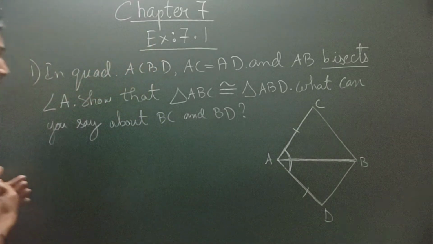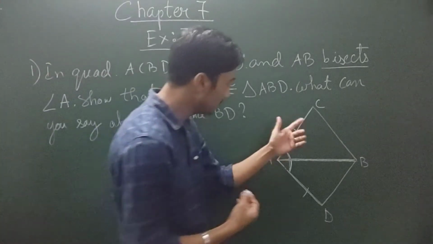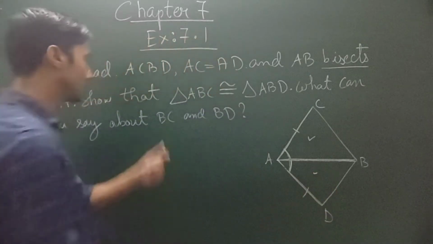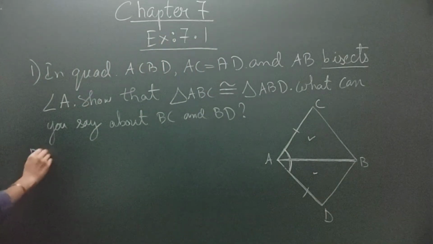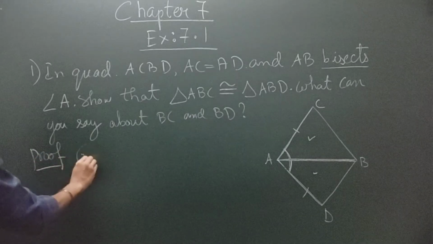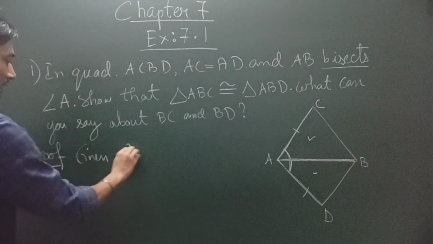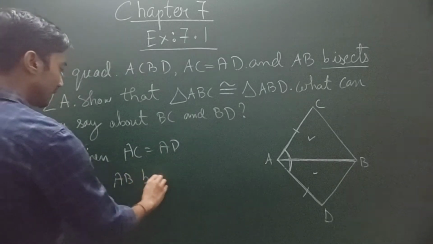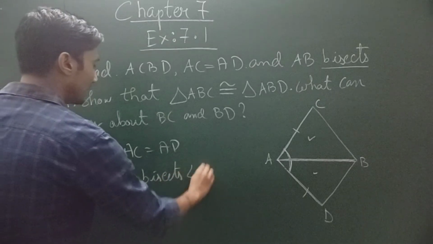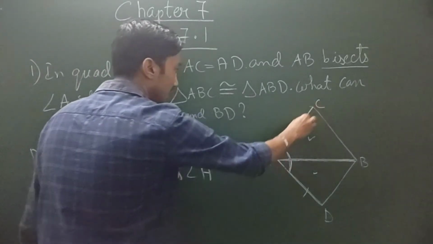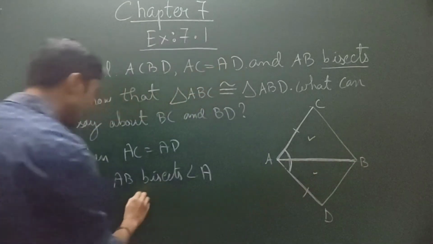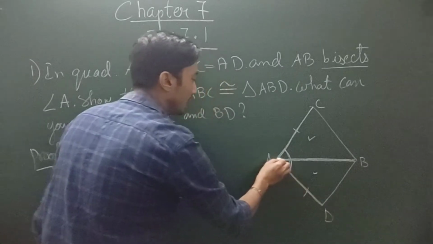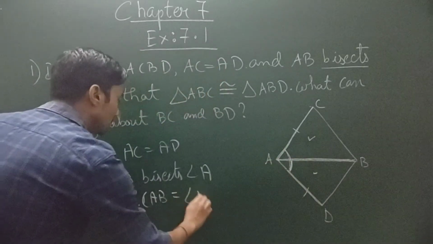Alright, so we have to prove that triangle ABC is congruent to triangle ABD. Very simple. Let's prove. Proof. Quickly. Given, let's try at least what is given. AC is equal to AD. AB bisects angle A. That means angle CAB will be equal to angle DAB, same angle. Angle DAB.